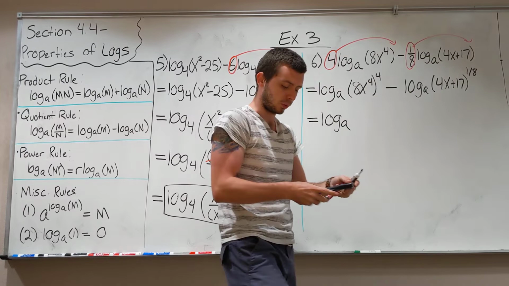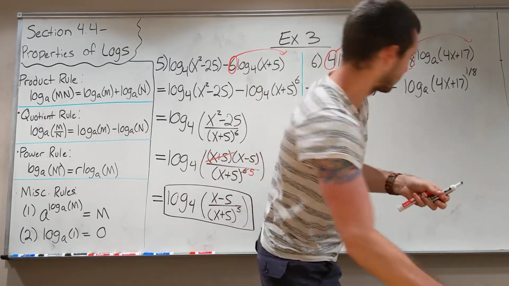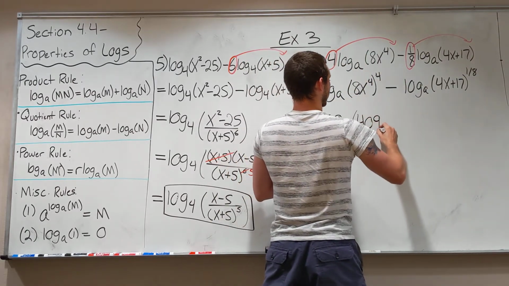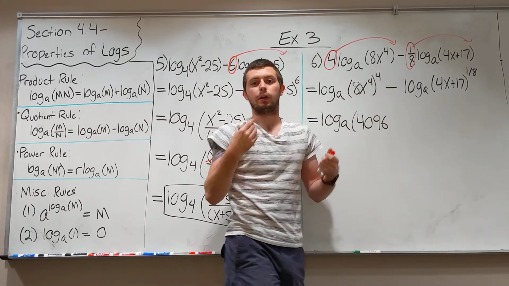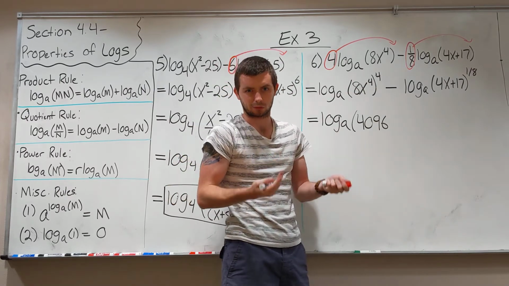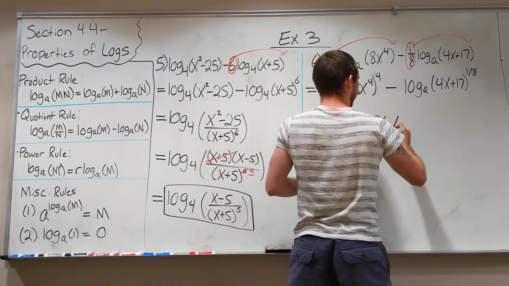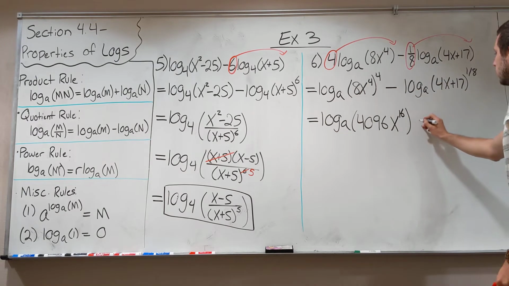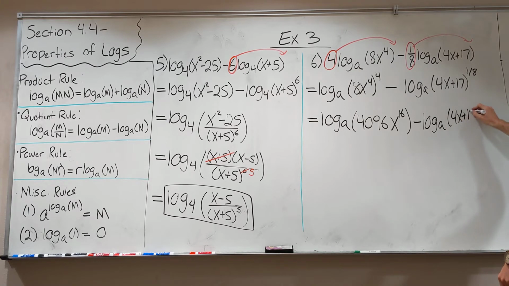And so 8 to the 4th power, I'm pretty sure that's 4096. So 8 to the 4th power is 4096. x to the fourth raised to the fourth, that's another law of exponents that I talked about in that section. You multiply the exponents together, and so you get x to the 16th. And so minus log base a of 4x plus 17 to the 1 over 8.